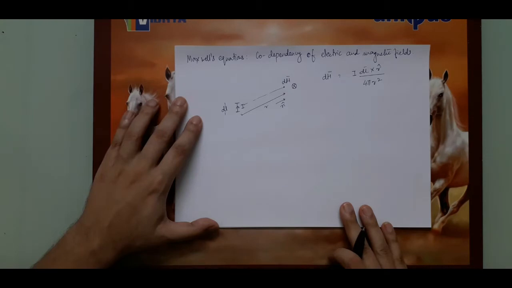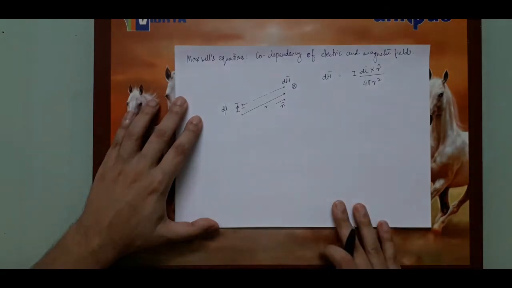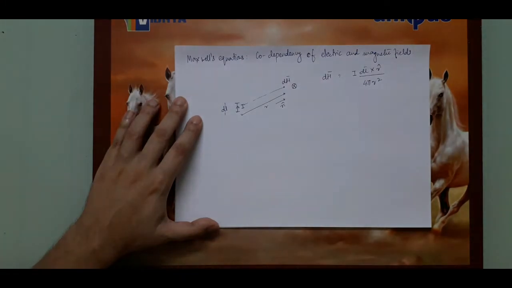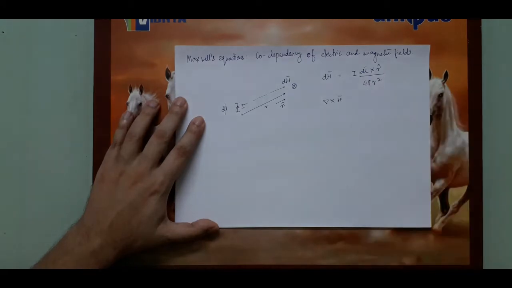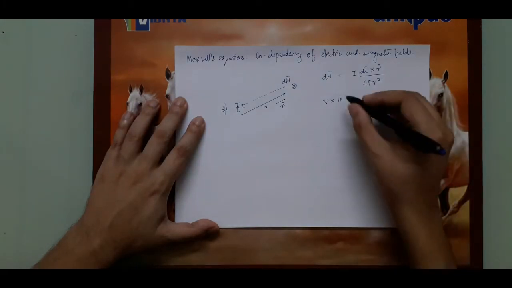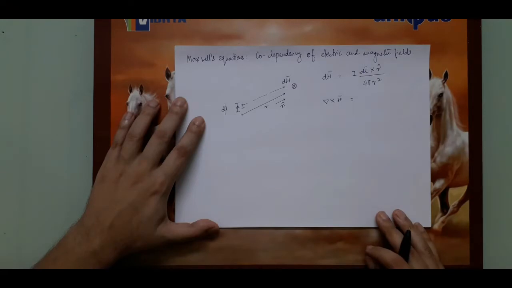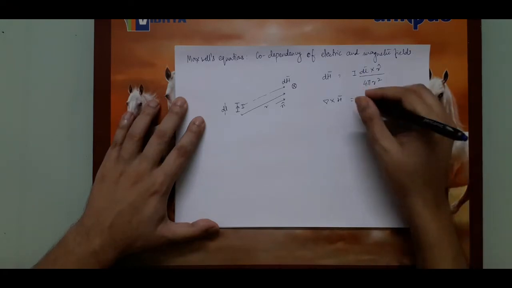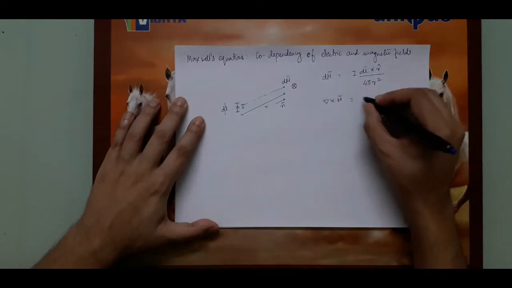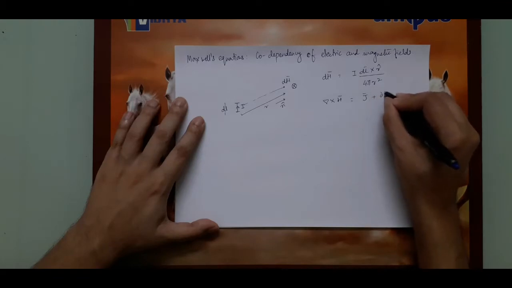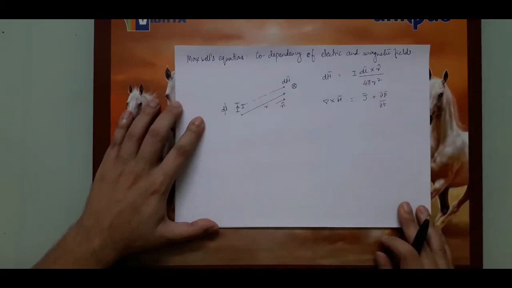But what will be the effect of this magnetic field? Can it generate any electric field? We know that using Ampere's law, the curl of the magnetic field is nothing but the sum of the conduction and displacement current densities.